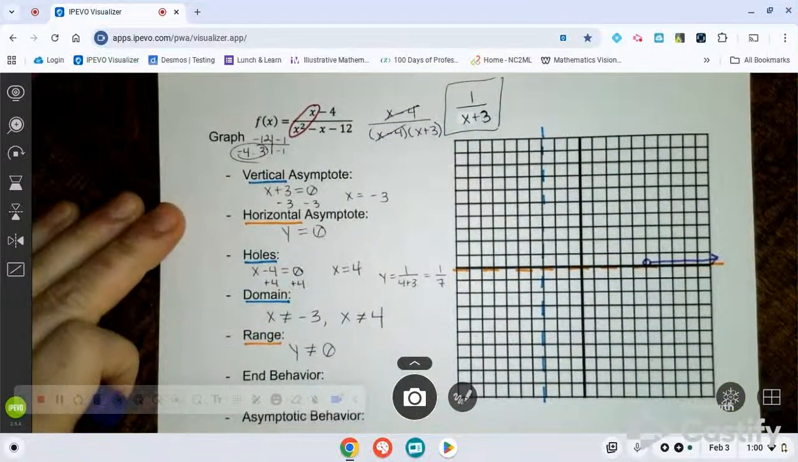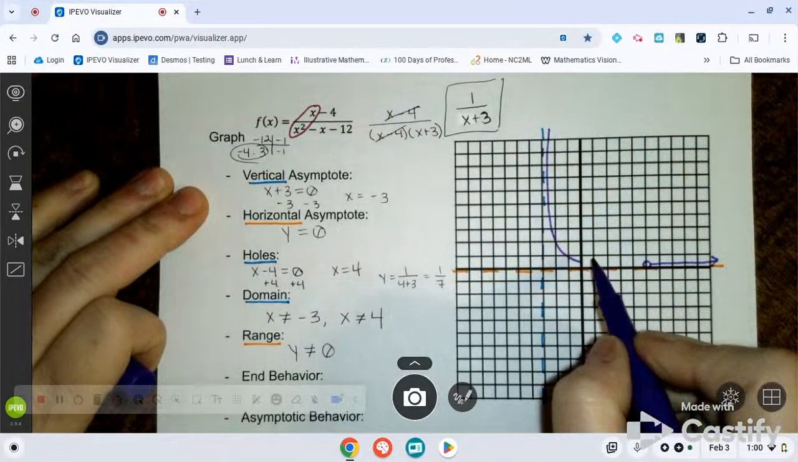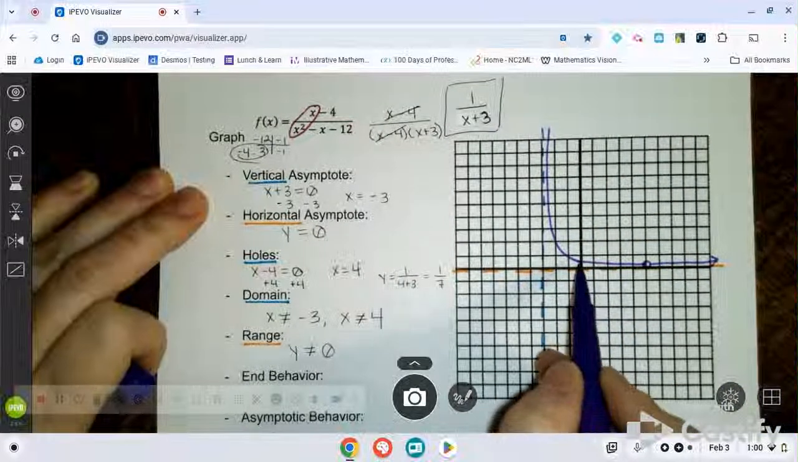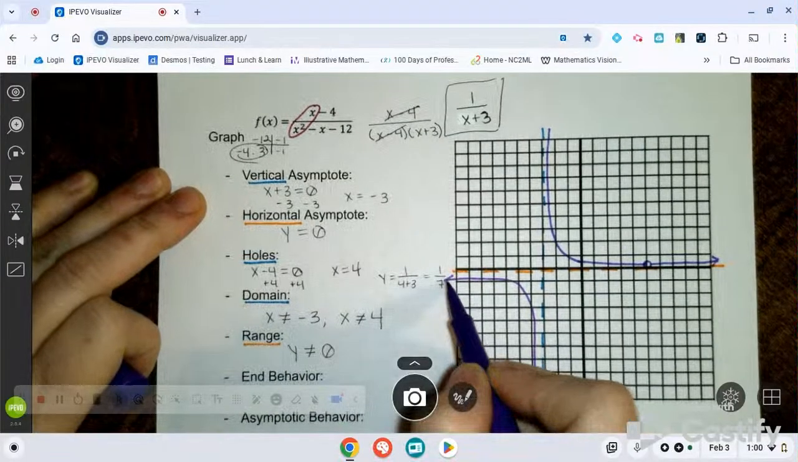And again, I'm just doing a rough sketch. I did check Desmos to get my y-intercept, just so I had a general idea of where that should be.